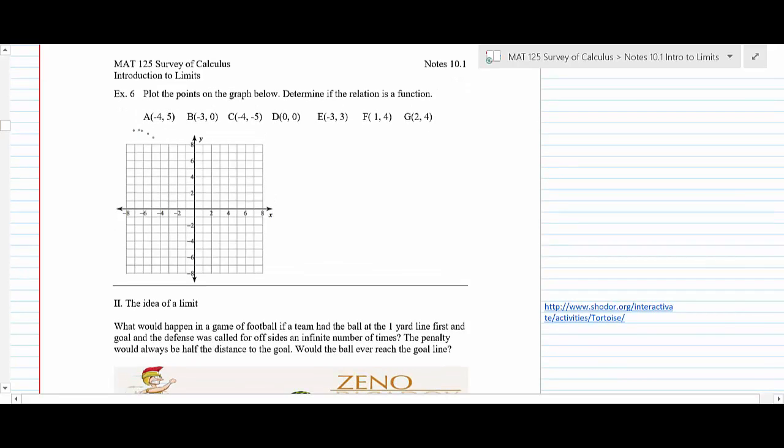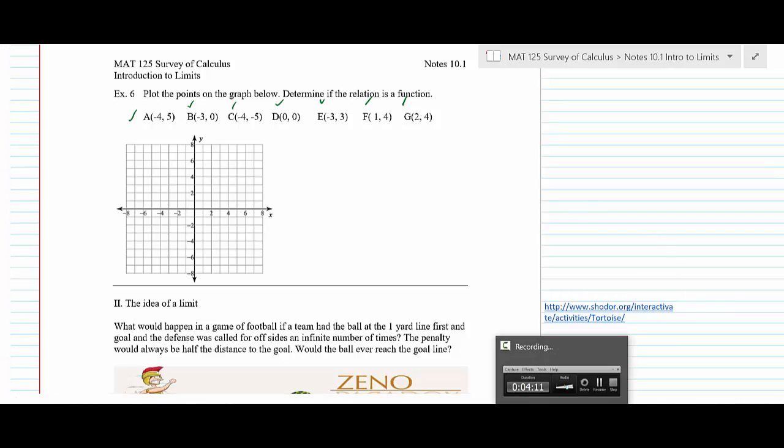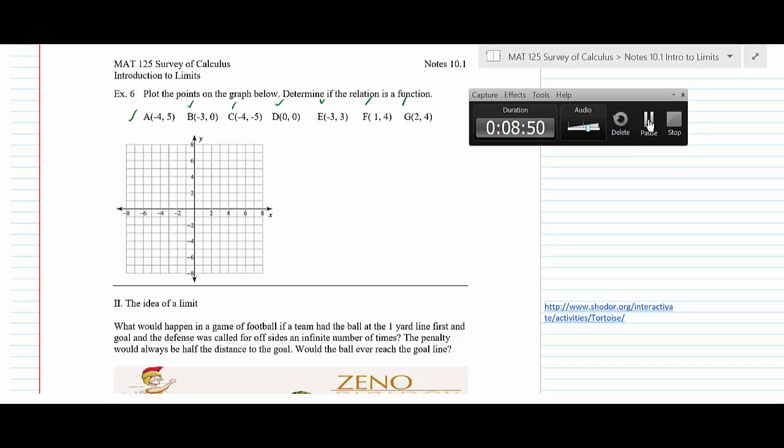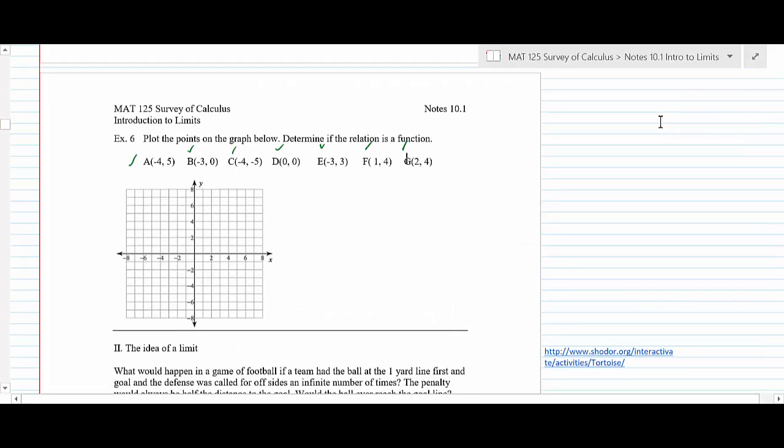I want you to take the time to do this. Go ahead and plot these points, and then tell me if it's a function or not. And remember, it is only a function if every x has exactly one y. That's what you're looking for. Yeah, the -4 does too. I mean, you can actually tell without even graphing this.